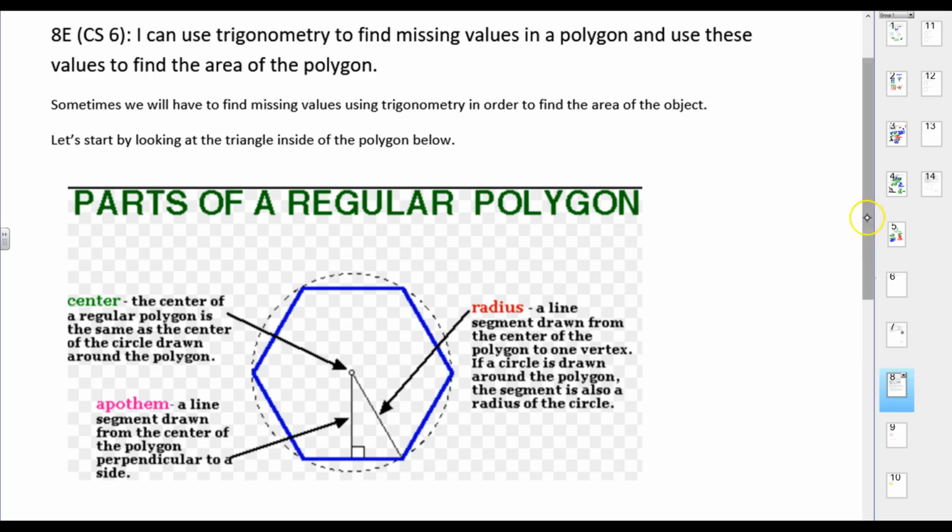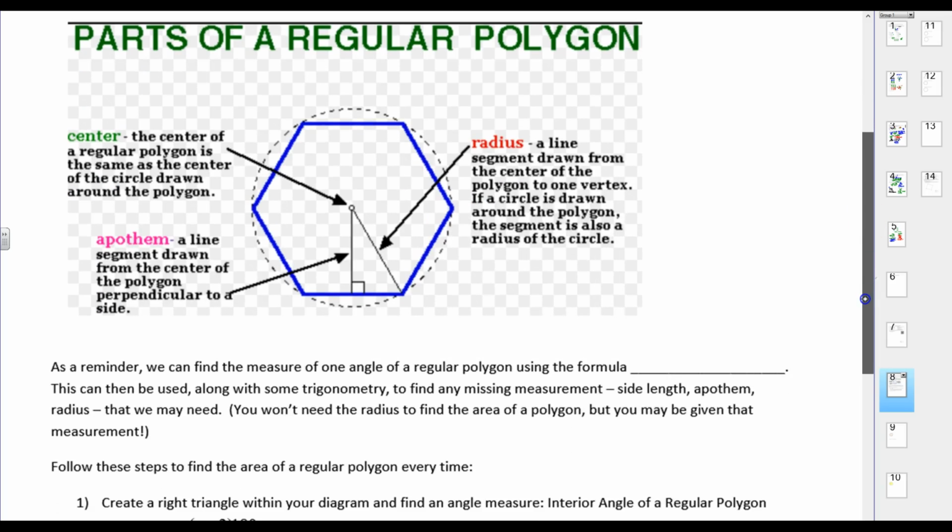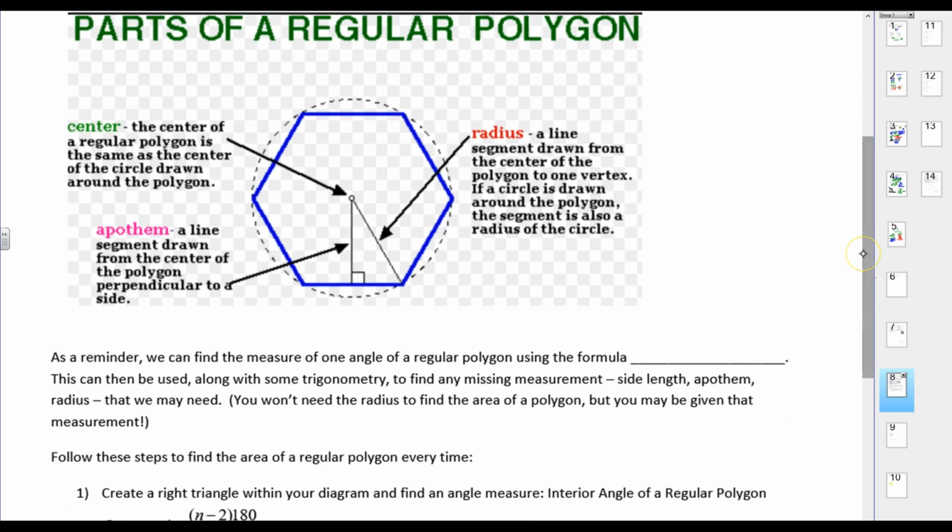So just as a quick reminder, you have three major segments in a polygon. You've got the apothem, which is drawn from the center of the polygon to the opposite side at a right angle. You've got the radius, which is drawn from the center to a vertex, and you've also got your side length, which I'm going to call S, okay?